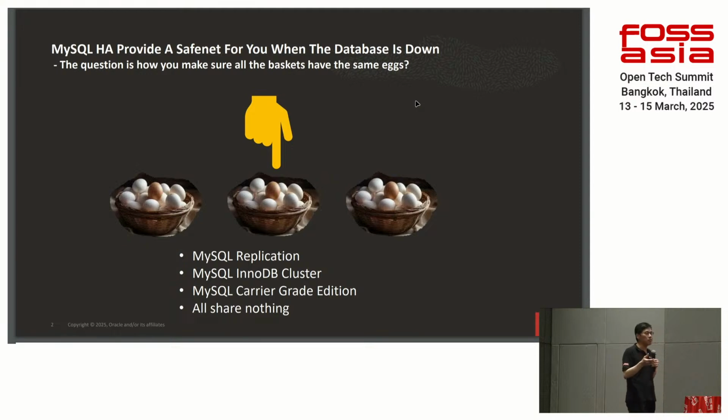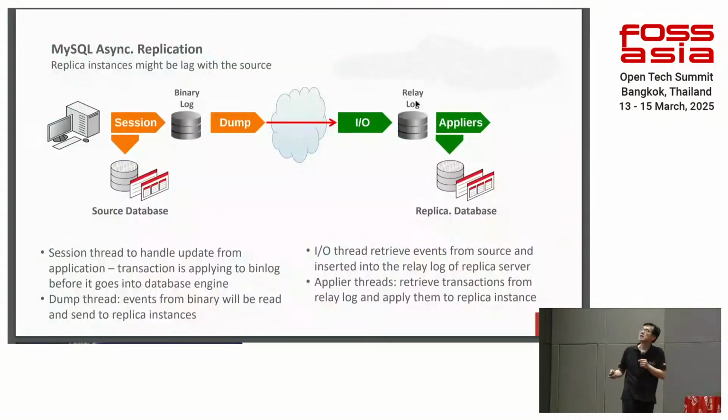But the problem is how can you make sure the data is exactly the same between each instance? Because a database has state. So how can you make sure that the data will be synced to the rest of the instances in a timely manner? This is something that we need to consider.